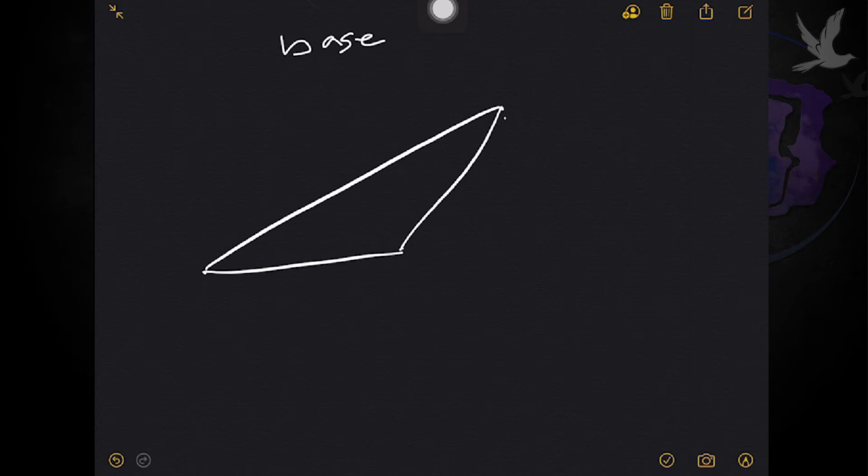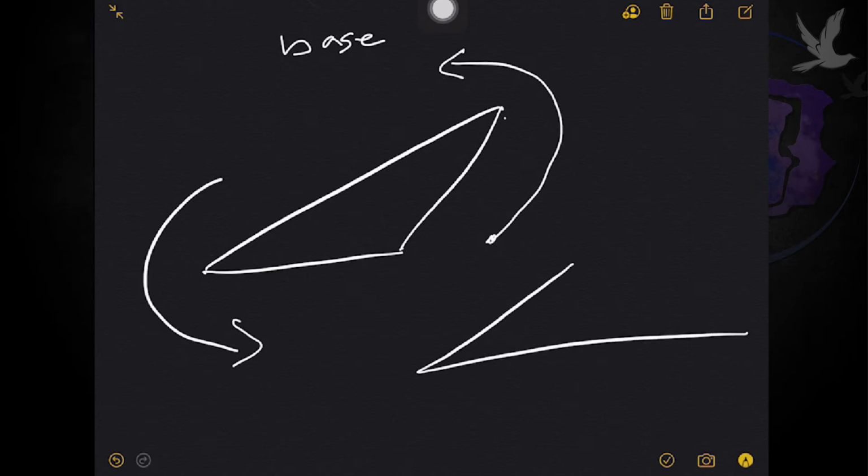Actually, pwede nyo i-rotate yung triangle. Pwede nyo gawin this way. From here, parang i-rotate ninyo and it will look like this. Diba? Does it make sense to you? You're going to rotate the triangle. It now looks like this. So we can now say that this bottom part is our base and this one is your height.